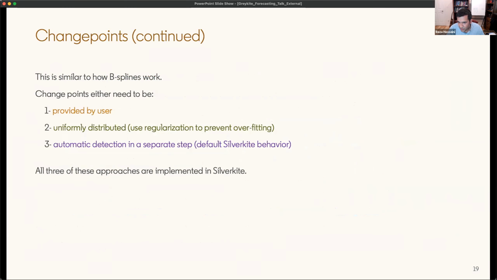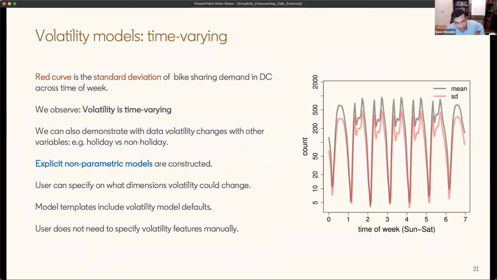I'll go to the next slide. So these were the components of the mean model, in the sense of how the time series values are, but volatility is still in play, right? We want to capture volatility, or basically the prediction interval variance as well. And of course, volatility, or that remaining variance, won't be constant, right? It could depend on time, it could depend on time of week, it could depend on many variables. And basically we allow for that.